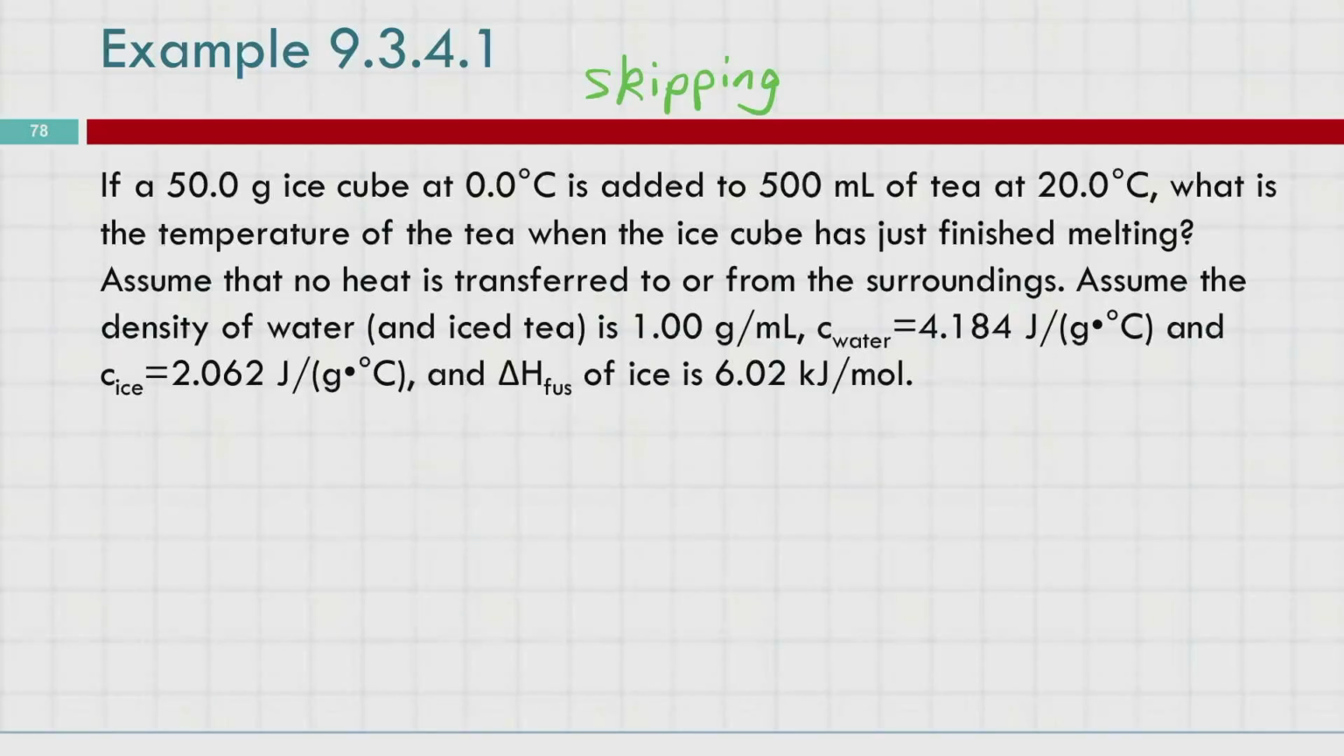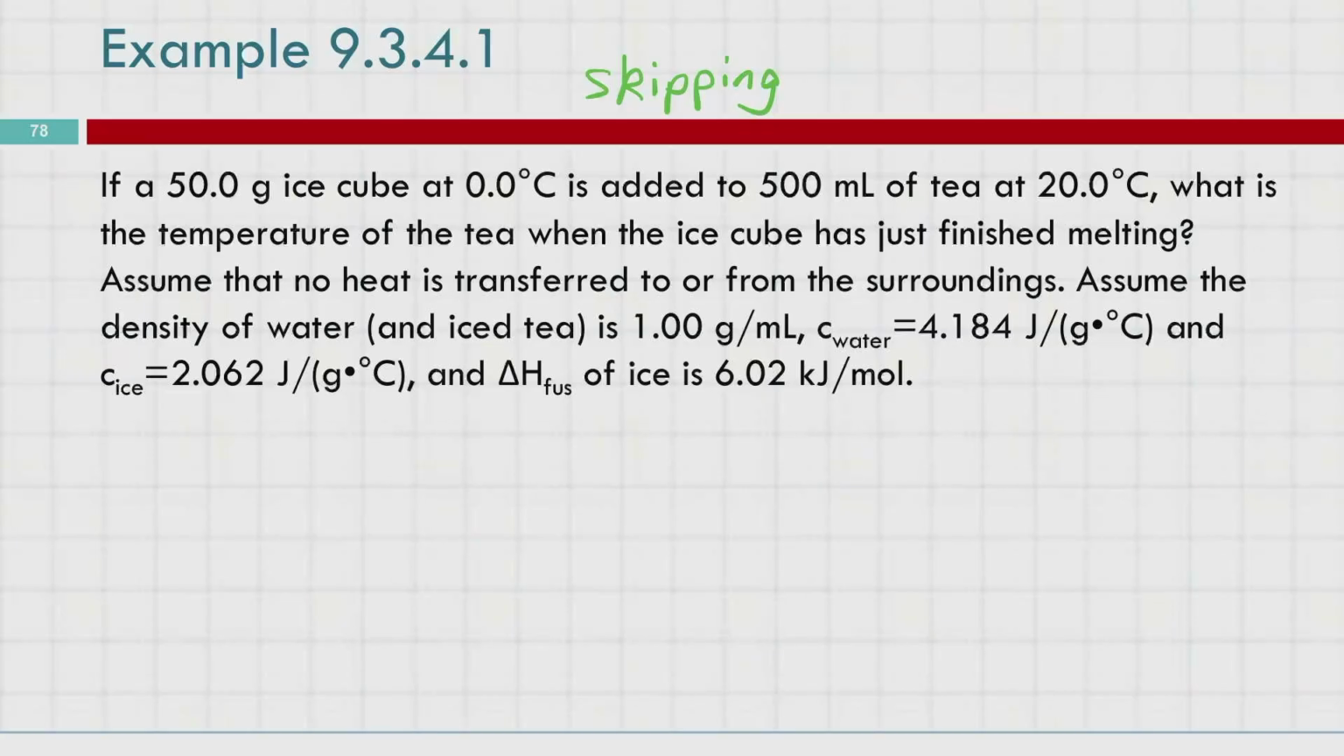And then we take our 500 milliliters of water, 1 gram per milliliter, so 500 grams of water, and we do a Q equals MC delta T. It's the same thing as the water drop problem, but for an ice cube melting.